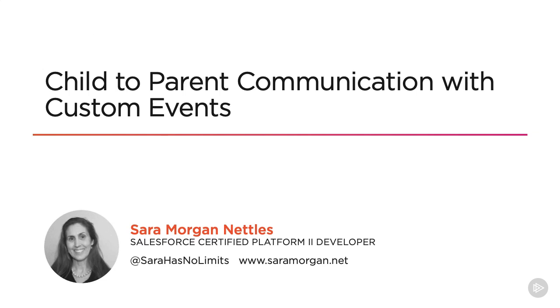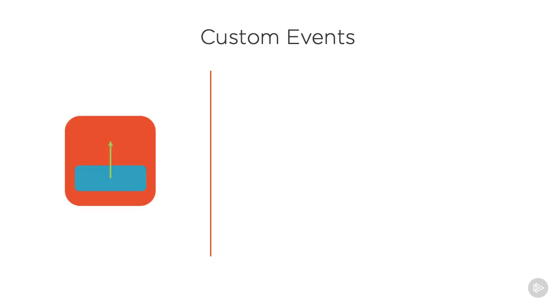Hi, and welcome back to Communicate between Salesforce Lightning Web Components. In this module, I will be covering the different ways nested Lightning Web Components can communicate from the child to the parent using custom events. Custom events, which I introduced you to in the last module, are used to communicate up the component hierarchy. In other words, they allow a child component to communicate with its parent.